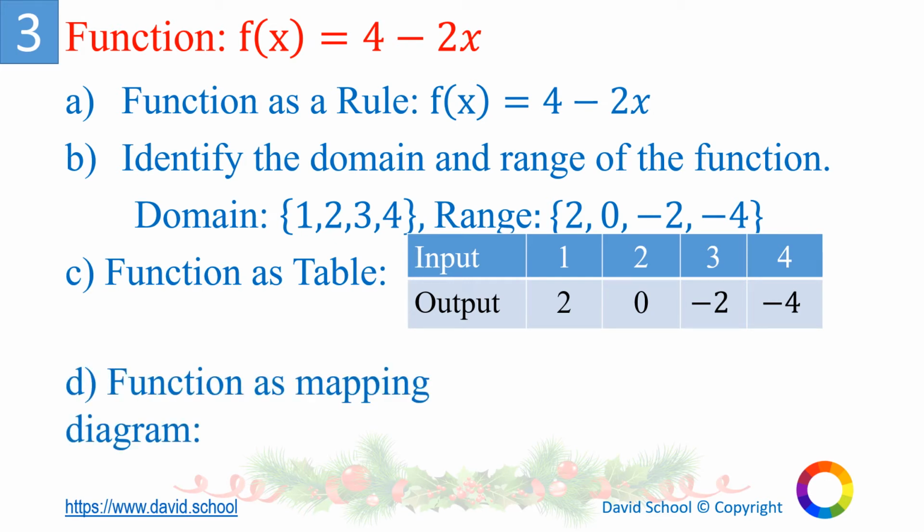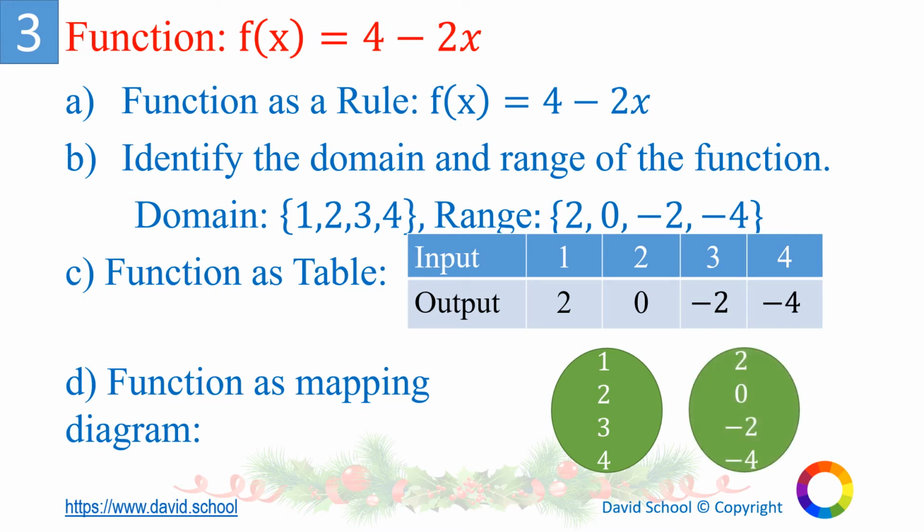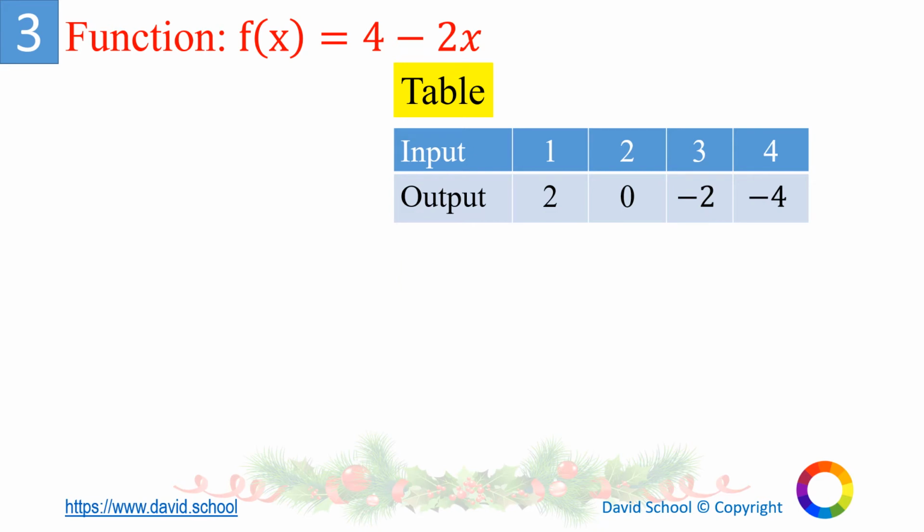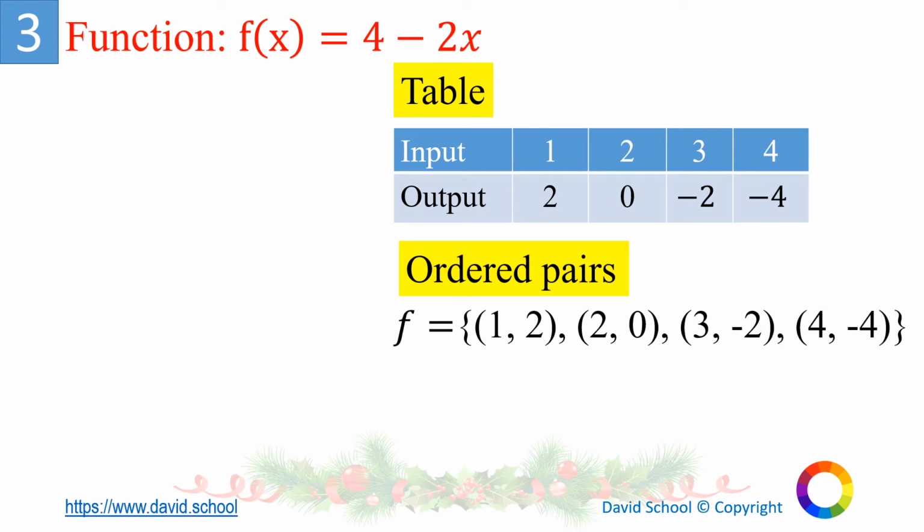We also can represent the function as a mapping diagram. We take the first set 1, 2, 3, 4 and the range 2, 0, -2, and -4 and map them. We have this table. We can write ordered pairs from this table: (1, 2), (2, 0), (3, -2), and (4, -4).